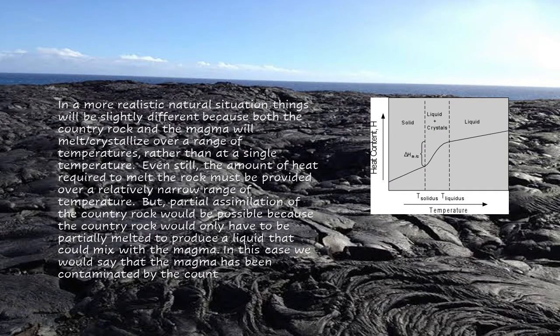In a more realistic, natural situation, things will be slightly different because both the country rock and the magma will melt or crystallize over a range of temperature, rather than at a single temperature. Even still, the amount of heat required to melt the rock must be provided over a relatively narrow range of temperature. But partial assimilation of the country rock would be possible because the country rock would only have to be partially melted to produce a liquid that could mix with the magma. In this case, we would say that the magma has been contaminated by the country rock.